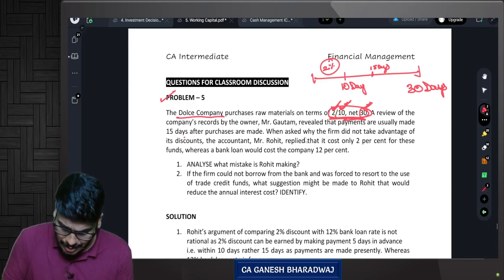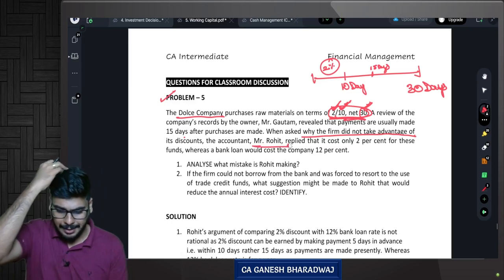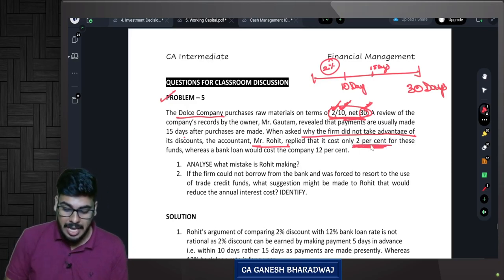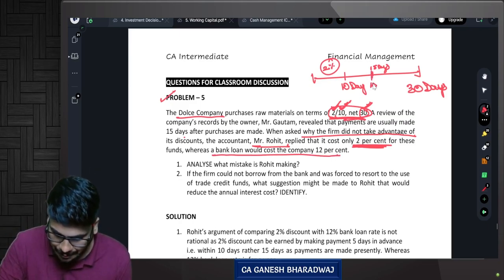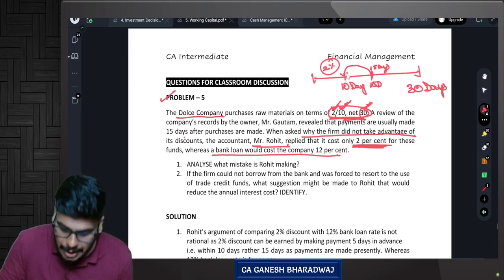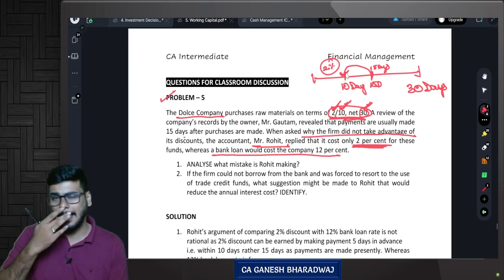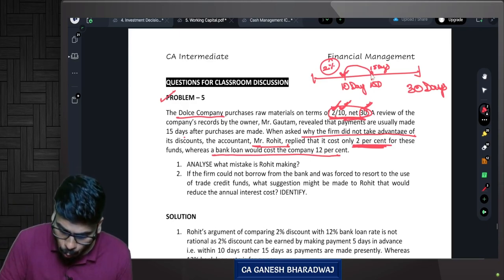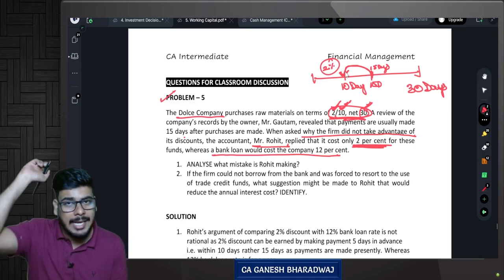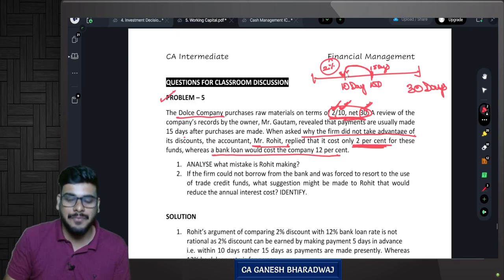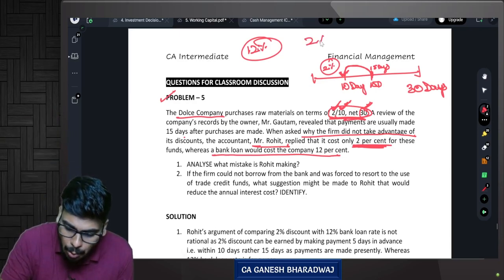Now look at this. When asked why the firm did not take advantage of its discount, the accountant Mr. Rohit replied that it cost only 2% for these funds, whereas a bank loan would cost 12%. Now, what is the justification Mr. Rohit is giving? Sir, now we are paying after 15 days, correct? Suppose we need to pay 5 days in advance, that is, if I want to avail the discount, I need to make the payment by the 10th day, correct? Technically, I don't have the funds with me. I need to borrow the money from the bank, and it will cost me 12% interest. Now, why should I pay 12% to get a discount of only 2%?